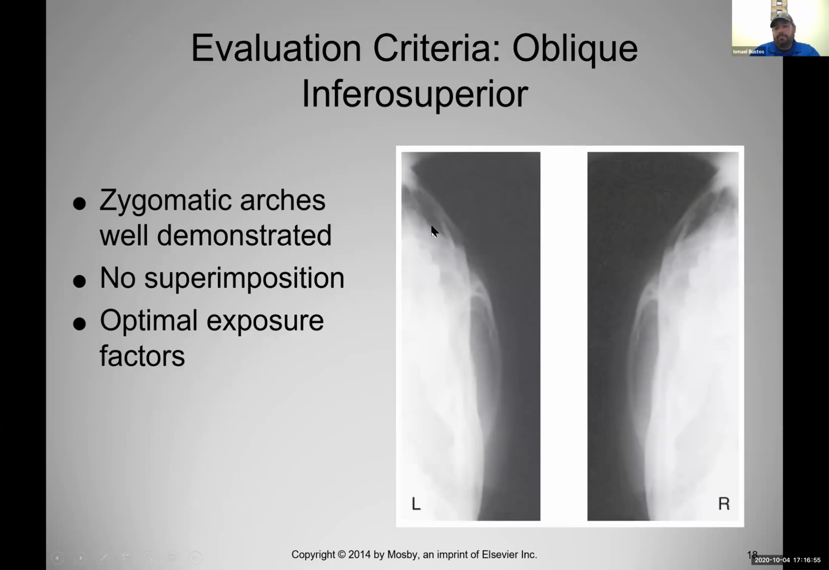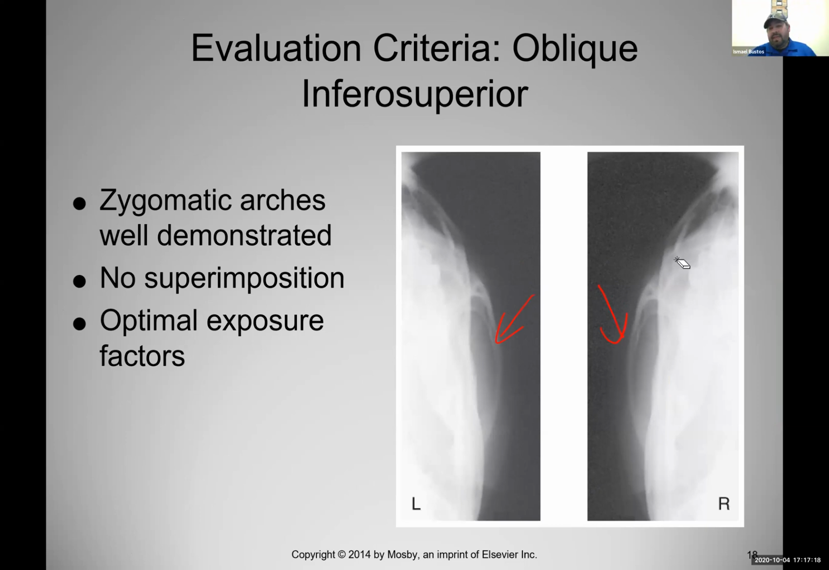Here's what it looks like. This is what you want to see. You want to see that zygomatic arch in profile, right, demonstrated free of any superimposition, okay? If it's superimposed, that means you probably didn't tilt enough, okay? So if it's superimposed still over here, then that means that you probably didn't have enough 15-degree tilt on it, okay?